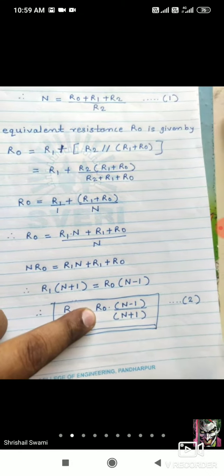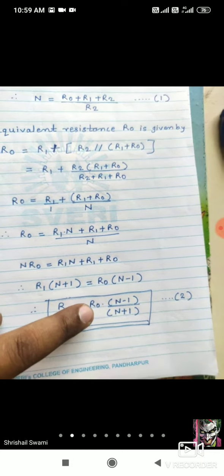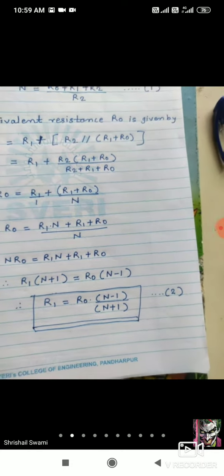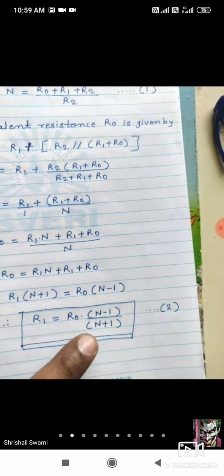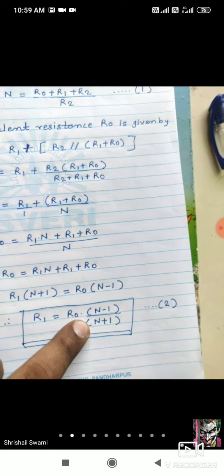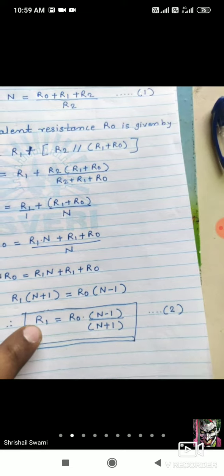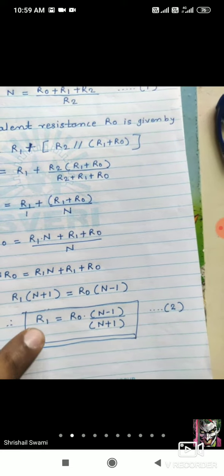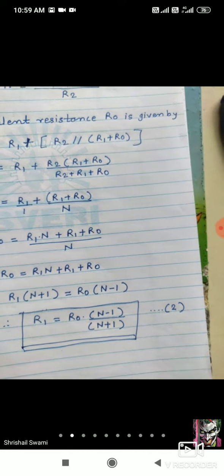They will give the value of R0, that is the characteristic impedance, same as before. Next, they will give the value in decibels. You have to convert it into Napier, which means they are indirectly giving the value of N. If you know N and R0, you can easily get the value of R1. For that you must remember the formula of R1 for the T type.